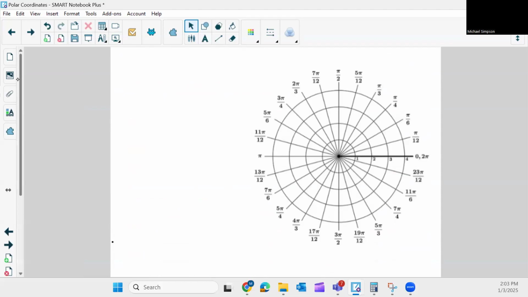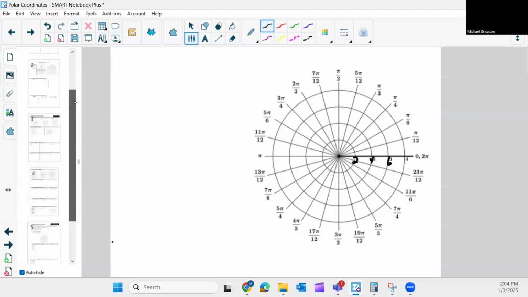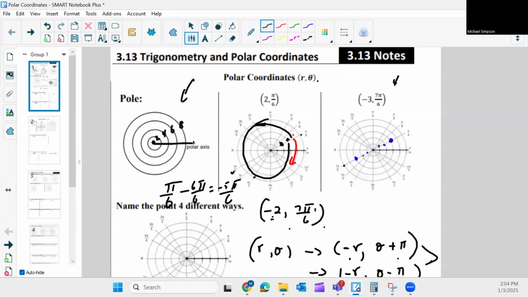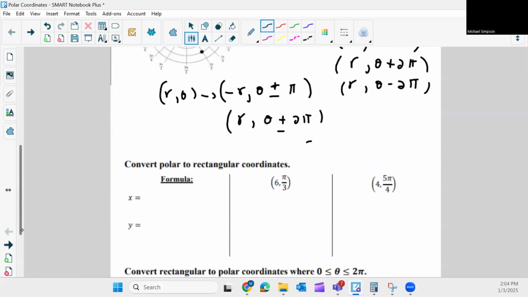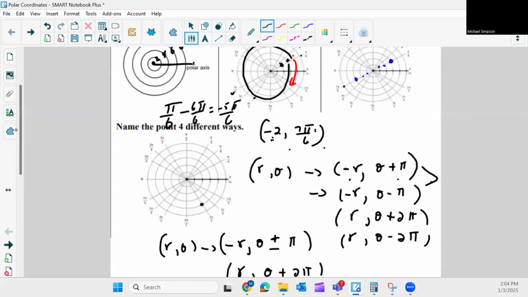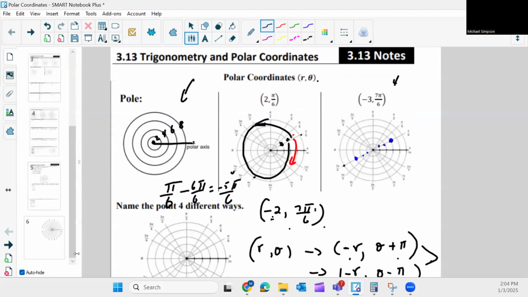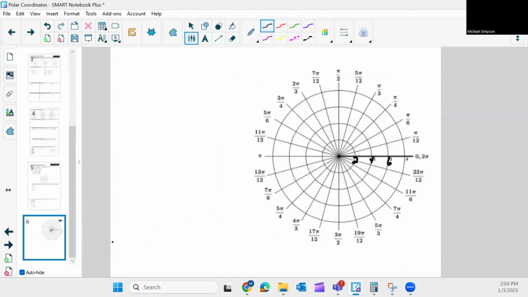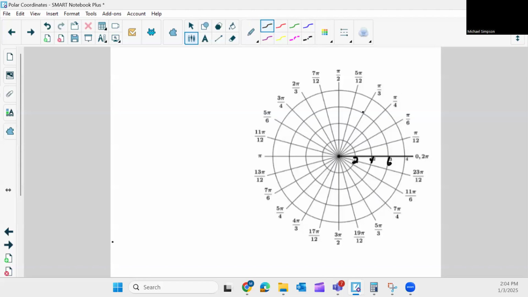So I'm gonna rename this. Now again, you can change this as how you see it, okay? Let's call this 2, 4, 6. Okay. So my point now is pi over 3. It's pi over 3, right? Yeah. 6 comma pi over 3. Good. So that's this point right here.